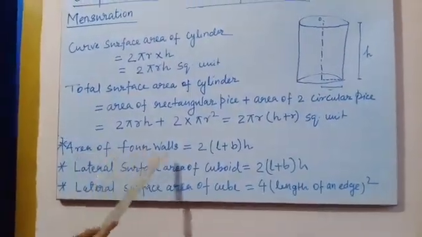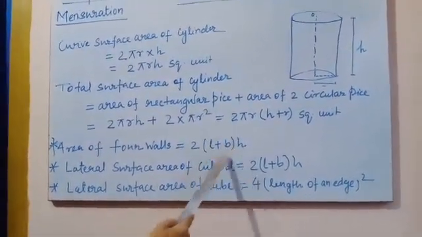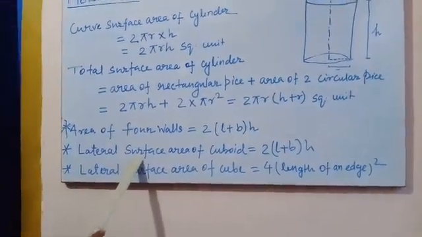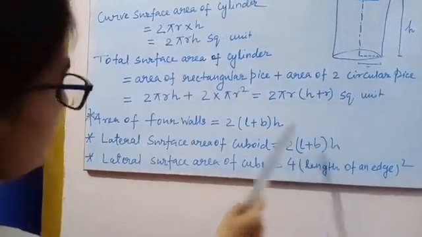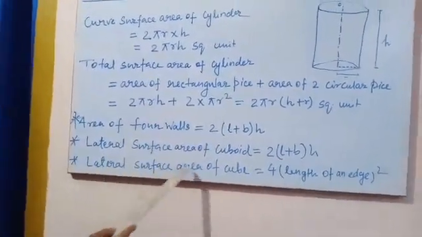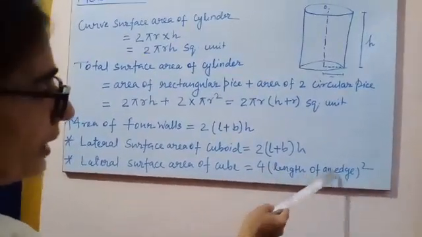Area of four walls equal to 2 into (L plus B) into H. Lateral surface area of the cuboid equal to 2 into (L plus B) into H. These two are equal. Lateral surface area of cube equal to 4 into length of an inch square.